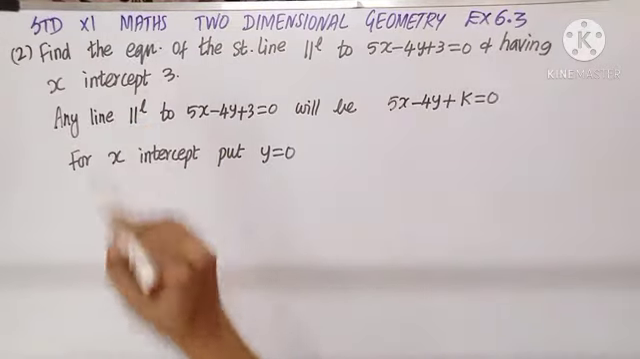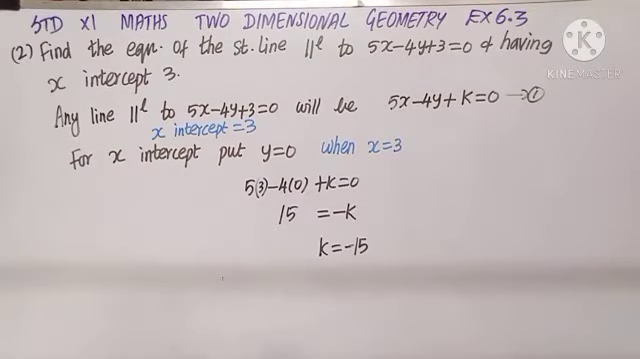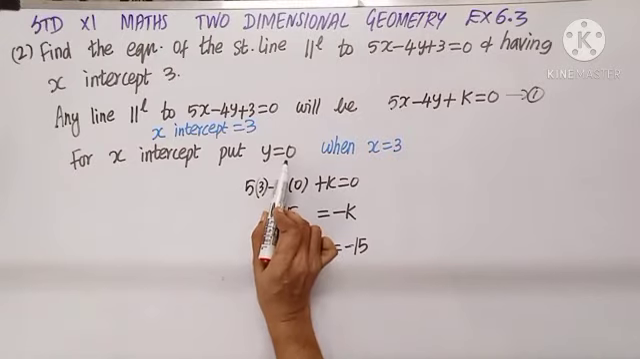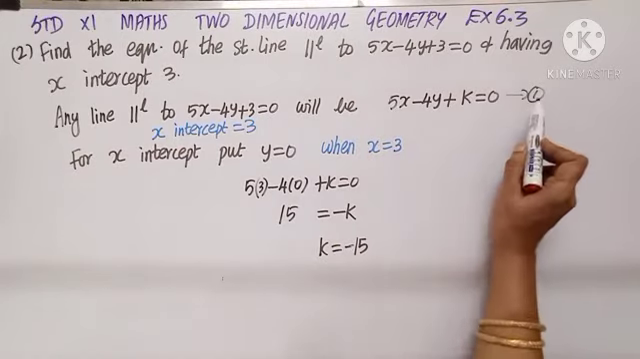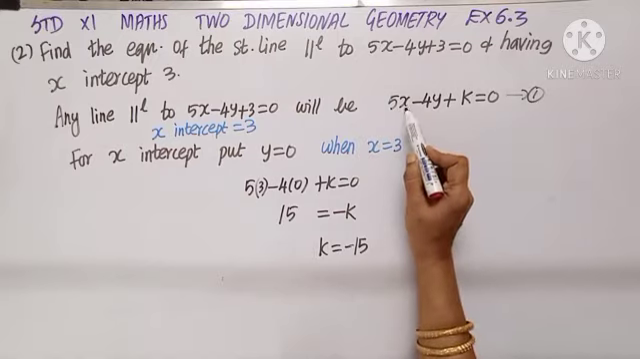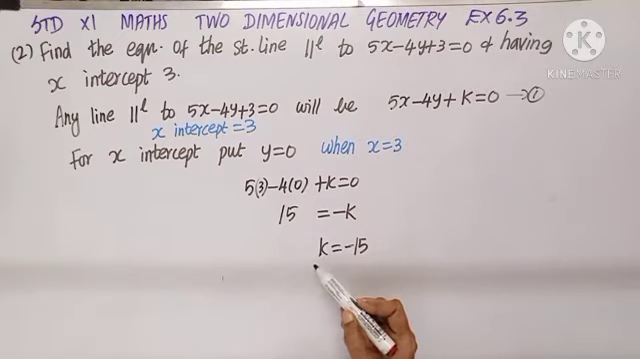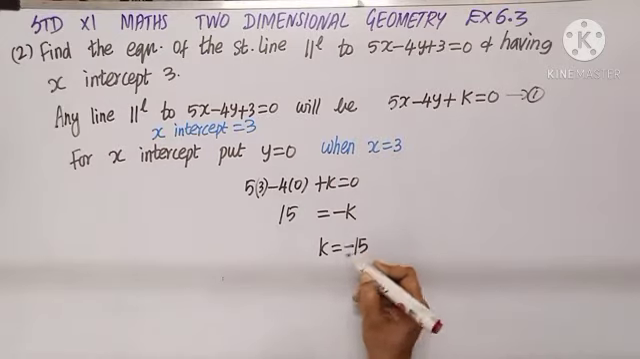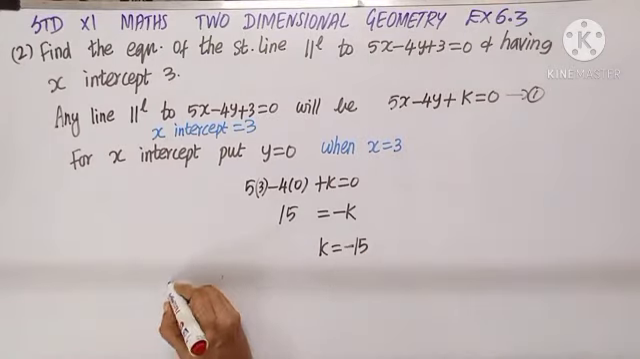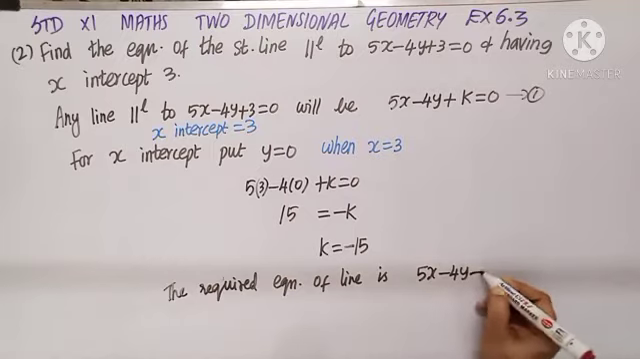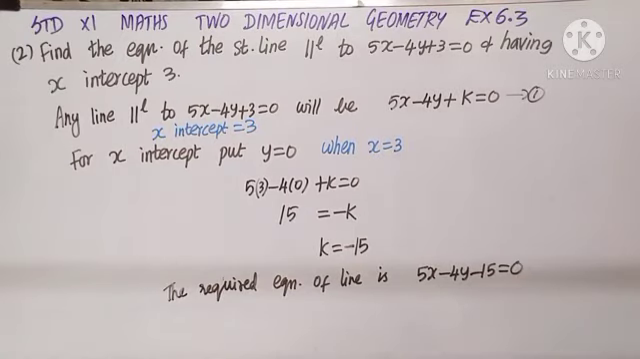Having x-intercept 3. Given x-intercept equals to 3. Therefore, x-intercept tells me y is 0. So put y is 0 when x is equal to 3 in equation number 1. 5 into 3 minus 4 into 0 plus k equals 0. Simplifying which I get k equals minus 15. Do not stop the answer with k value. Put it back in first equation. So the required line will be 5x minus 4y minus 15 equal to 0.